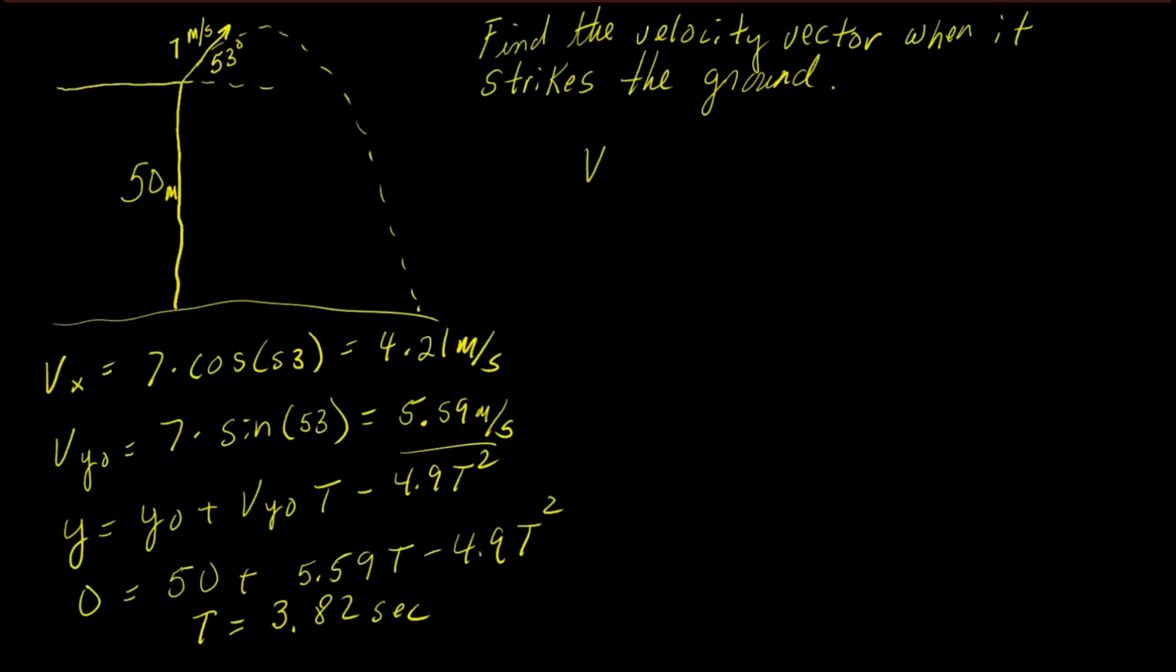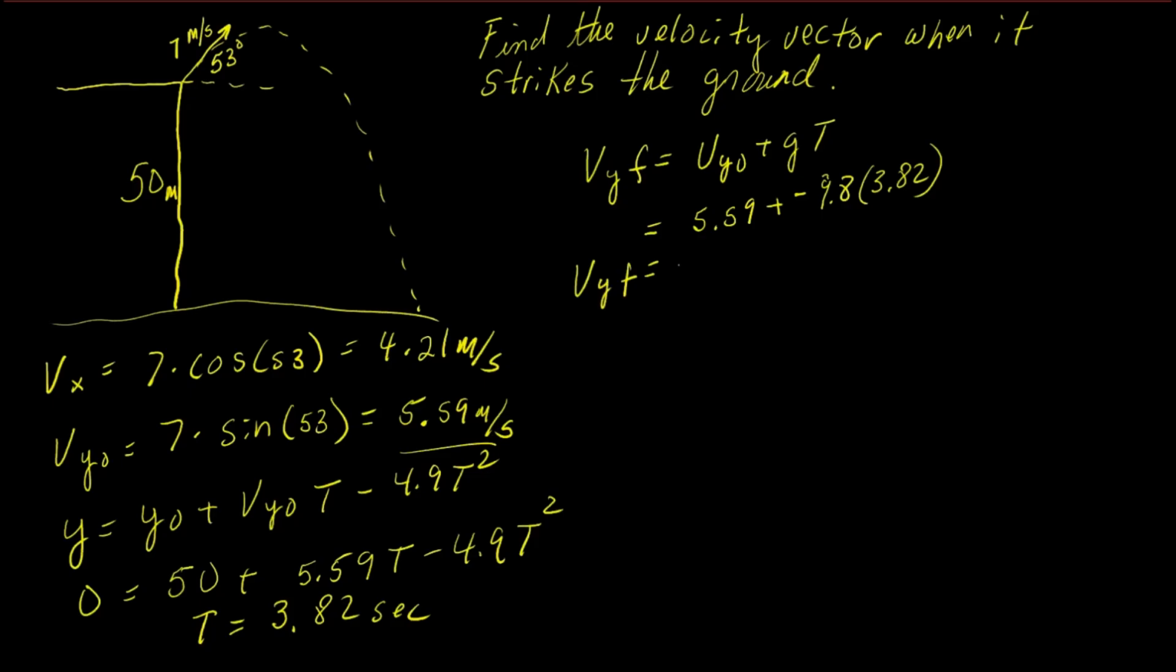So my velocity y final is going to be the initial velocity y plus g times t. It's going to be 5.59 plus negative 9.8 times my time of 3.82 seconds. So my velocity y final is going to equal negative 31.8 meters per second.